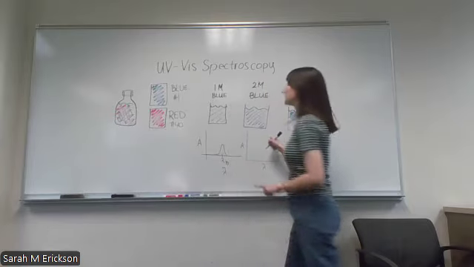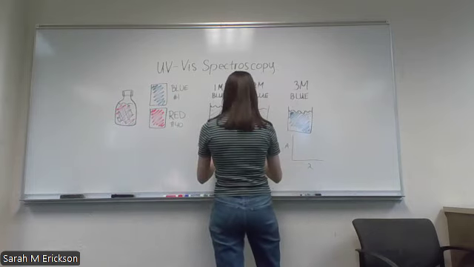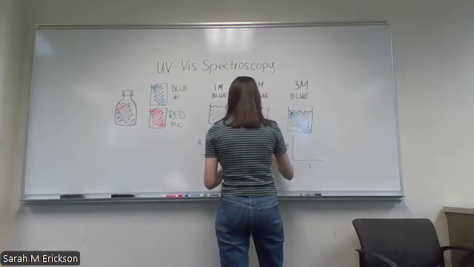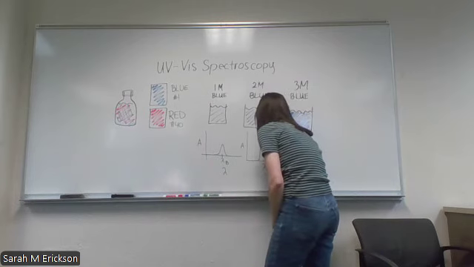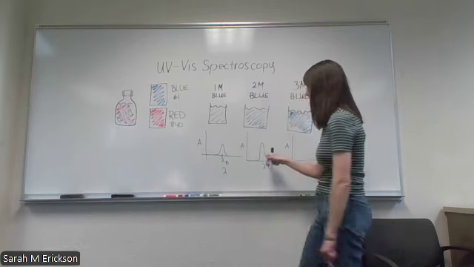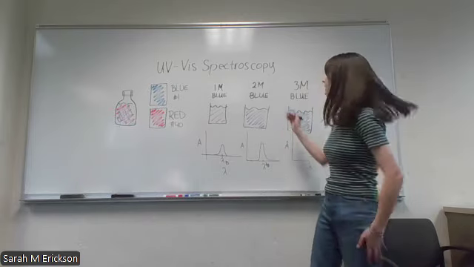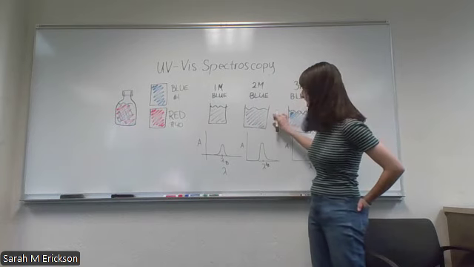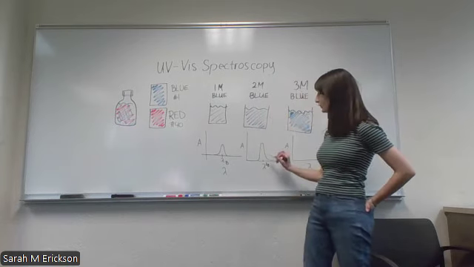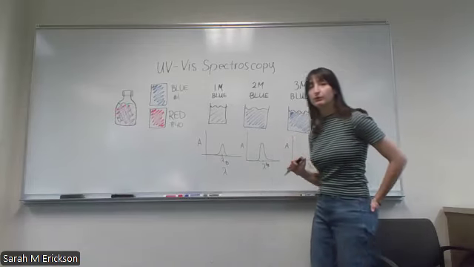And then now we can go and we can take our spectrum for the 2 molar blue dye. And we're gonna see, again, something similar. It's gonna be at the same place, lambda B for blue dye, but now we see our peak is a little bit taller. And it makes sense, right? Because we have more blue molecules to absorb light, so we get more light absorbed.